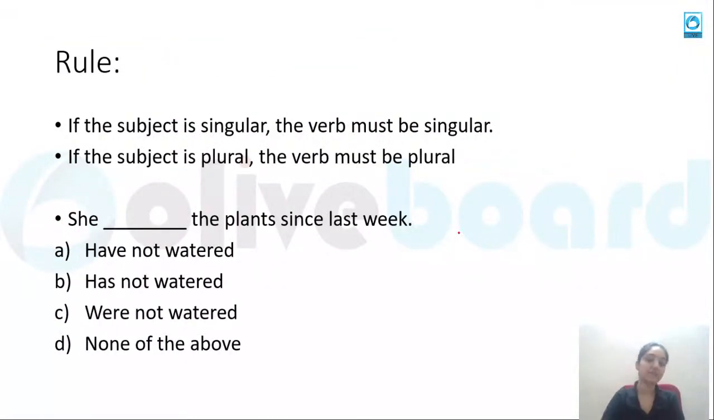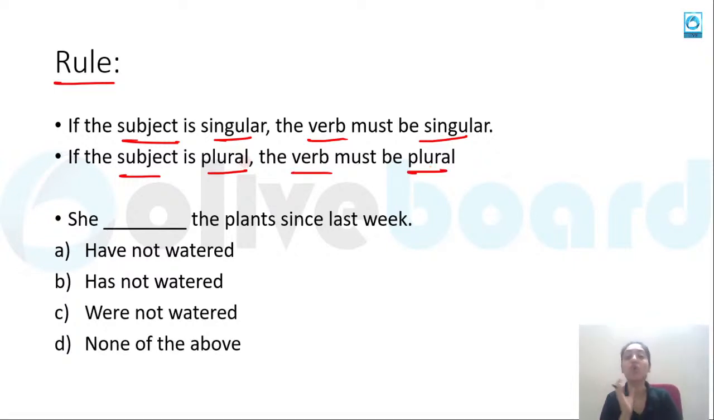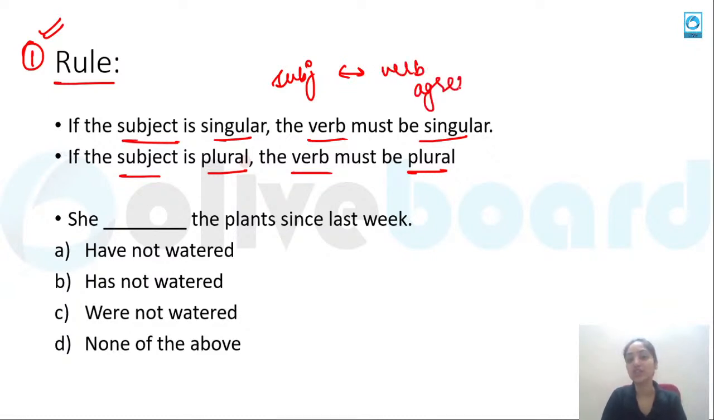Now moving ahead, here the rule suggests that if your subject is singular, the verb must be singular, and if your subject is plural, the verb must be plural. So just a rephrasing of what we have already studied. The first rule is just a rephrasing of what we have already studied, that the subject and the verb must agree with each other. When we say that the subject and the verb must agree with each other, this is what we mean.